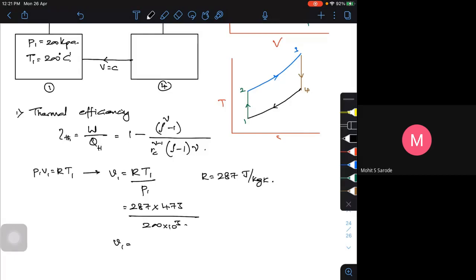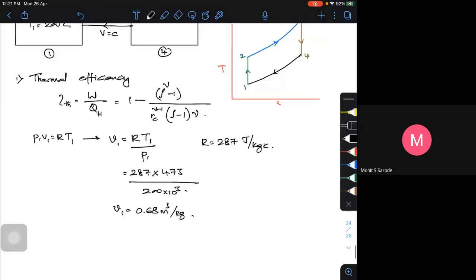So 287 into 473 divided by 200 into 10 to the power of 3. If I do that, I am getting my V1 as 0.678, or 0.68 meter cube per kg. So this is the volume I am getting.